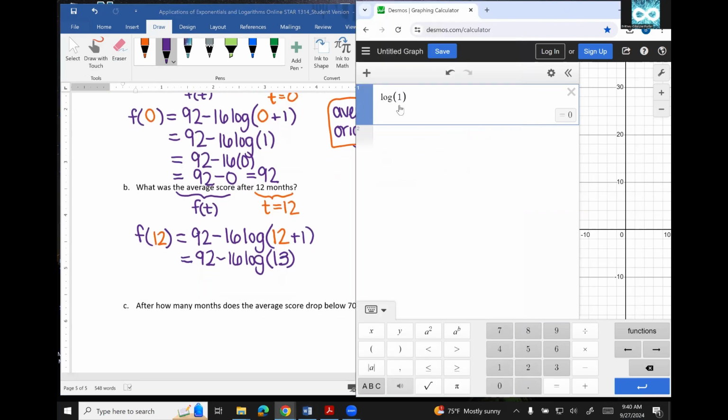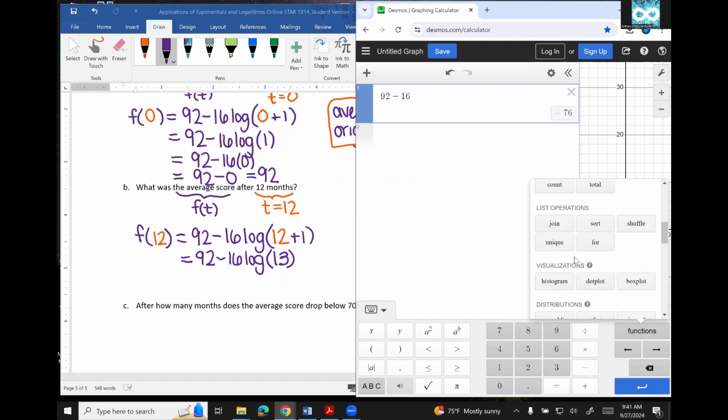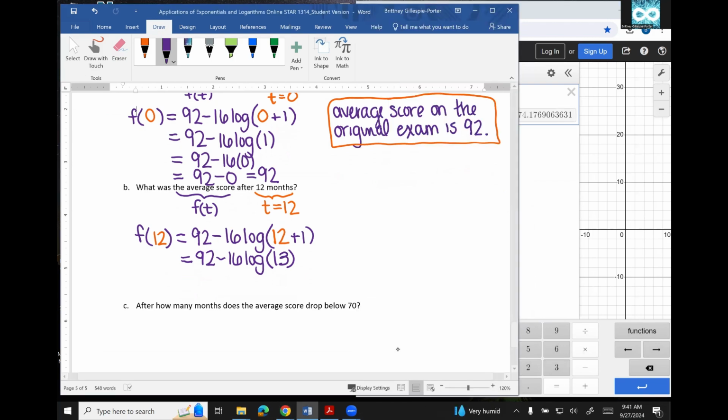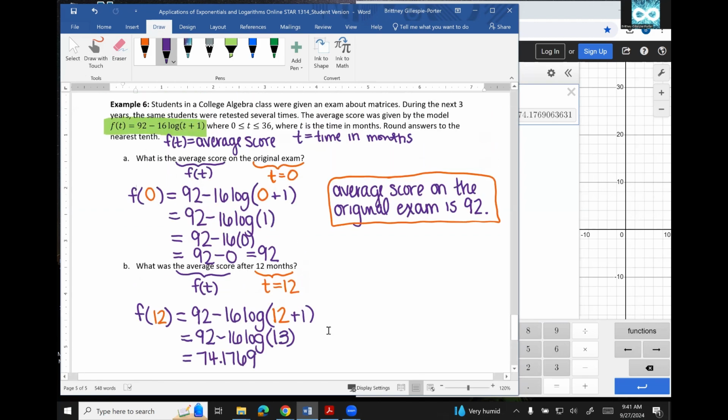So going back, I'm going to have 92 minus 16. I'm going to get my log function of 13. And that gets us 74.1769. But if you remember, we were told to round our answers to the nearest tenth.